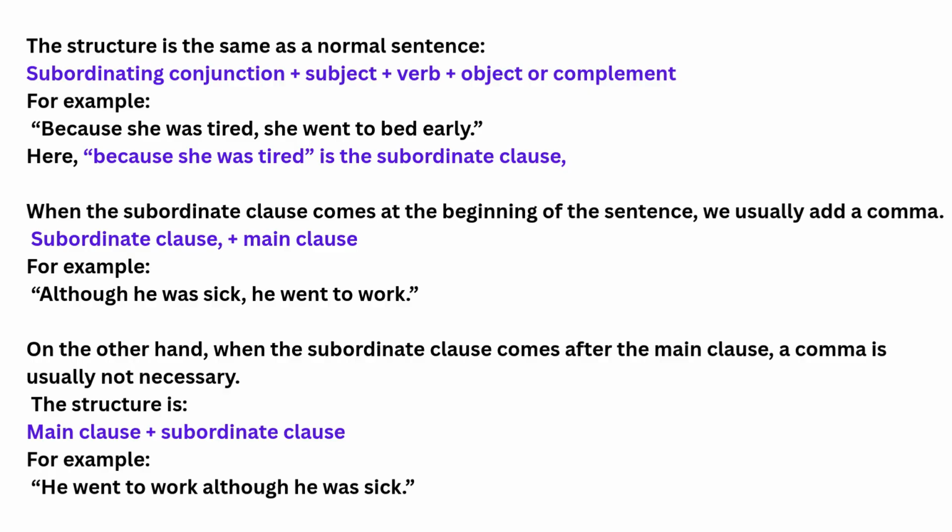Next, let's examine the position of subordinate clauses in a sentence. When the subordinate clause comes at the beginning of the sentence, we usually add a comma. The structure is subordinate clause plus main clause. For example, although he was sick, he went to work. On the other hand, when the subordinate clause comes after the main clause, a comma is usually not necessary. The structure is main clause plus subordinate clause. For example, he went to work although he was sick.